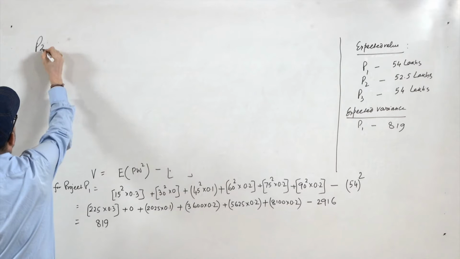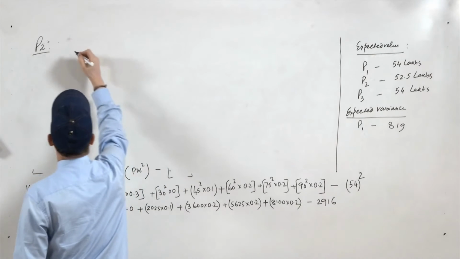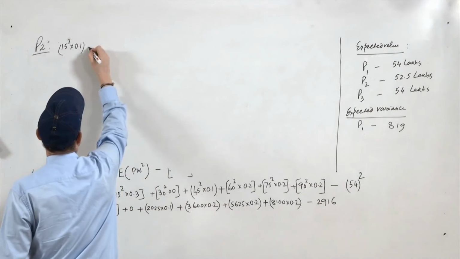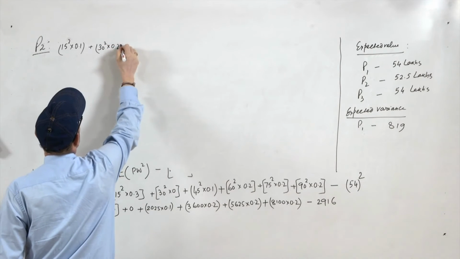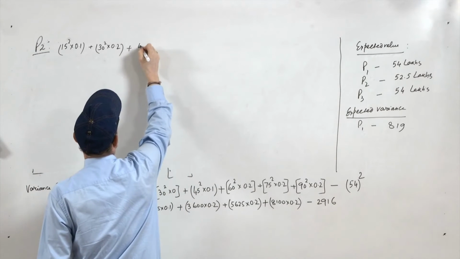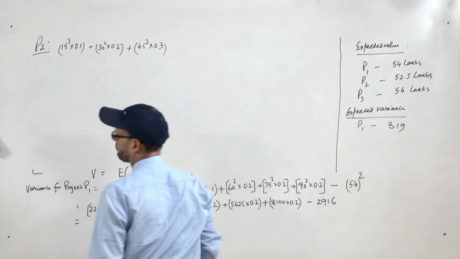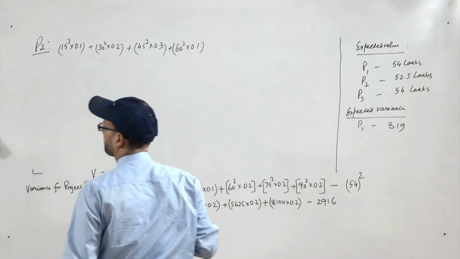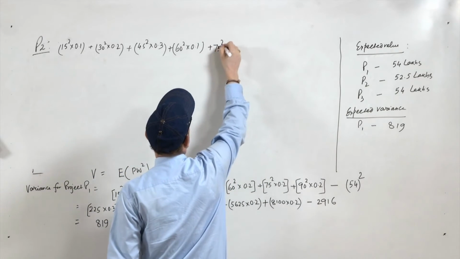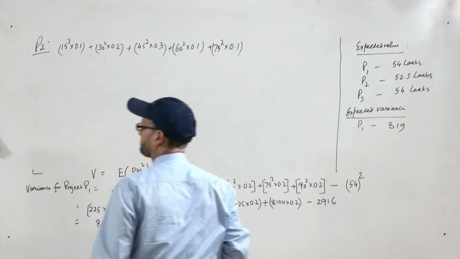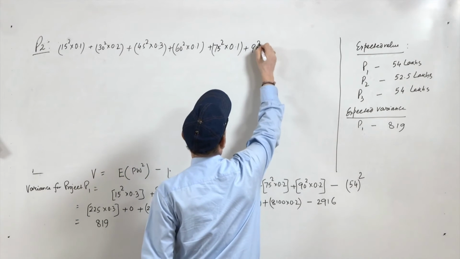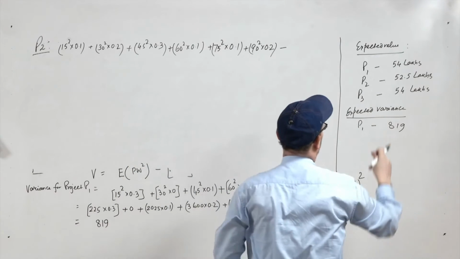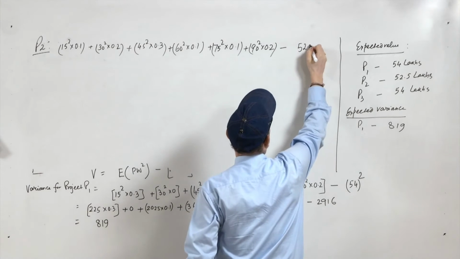So, for P2 again it will be 15 square multiplied by 0.1 plus 30 square multiplied by 0.2 plus 45 square multiplied by 0.3 plus 60 square multiplied by 0.1 plus 75 square multiplied by 0.1 plus 90 square multiplied by 0.2 minus, we have to get the square of this expected value, that is 52.5 square.